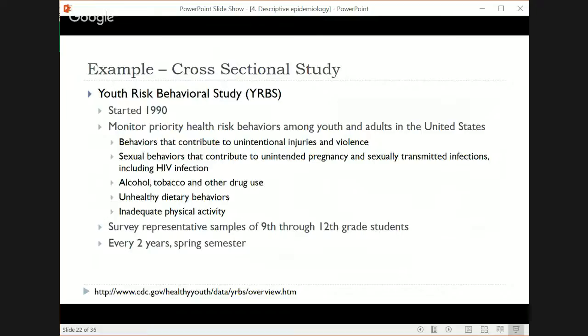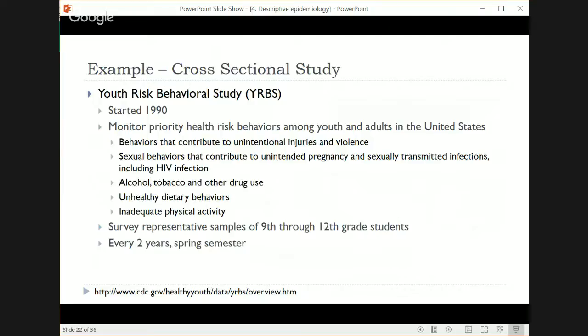The third type of descriptive study we see are cross-sectional studies. So the Youth Risk Behavioral Study was started in 1990. It was started to monitor priority health risk behaviors among youth and adults in the United States. So they're monitoring behaviors that contribute to unintentional injuries and violence, risky behaviors such as alcohol, tobacco, and drug use, unhealthy dietary behaviors, inadequate physical activities.